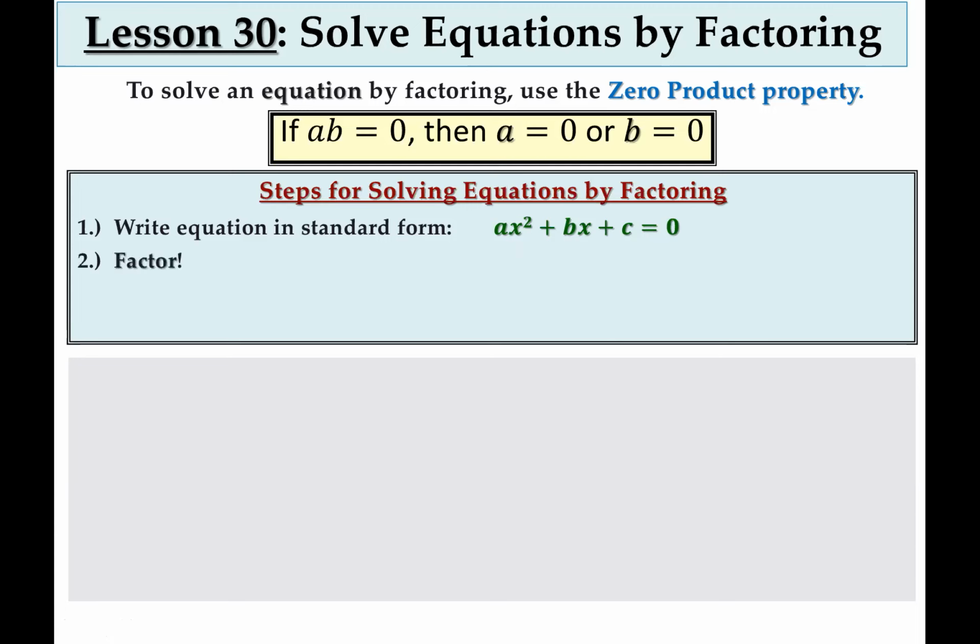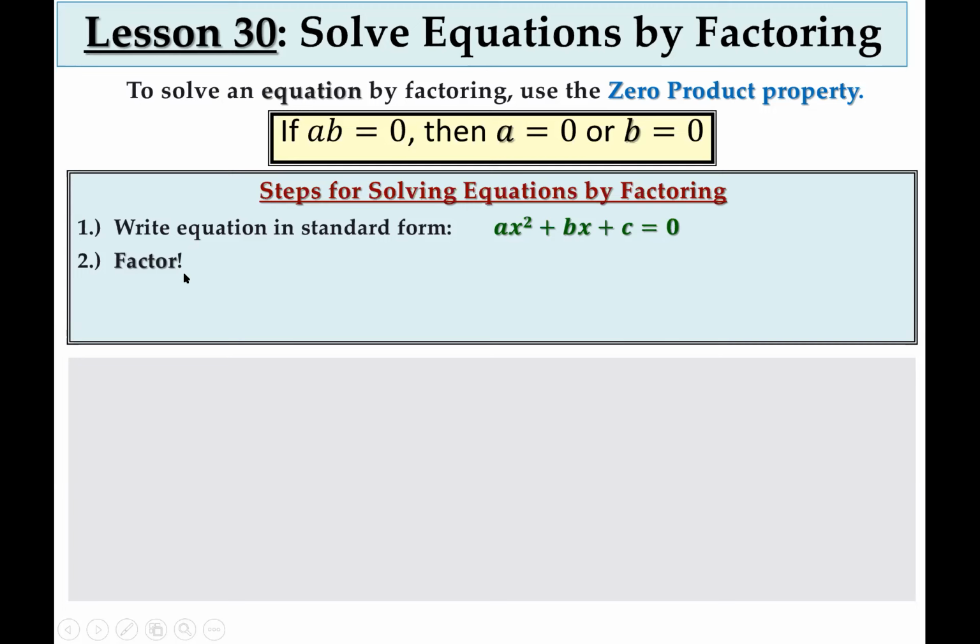Step 2, that's the big one, factor. So take all the knowledge that you've acquired over these past many lessons that we've been working on and factor. It could be any kind of factoring: greatest common factor, grouping, difference of squares, trinomials, all the different kinds are possibilities. So that's still where most of our work is going to be put, in the actual factoring.